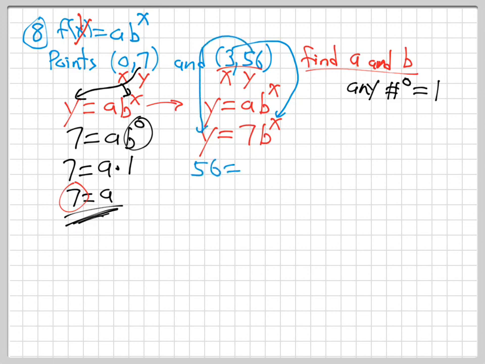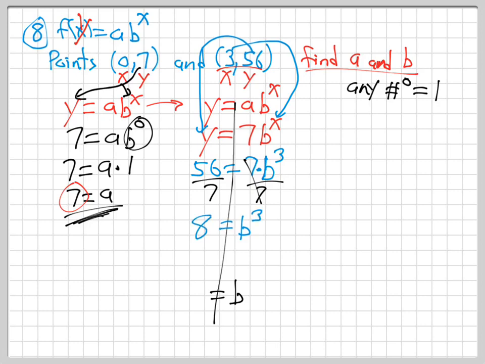So 56 is 7 times b to the third power. So we can solve that equation for b, can't we? Divide by 7 on both sides. B is saying, I want to be alone. Divide by 7 on both sides. And we get b to the third power. 56 divided by 7 is 8.